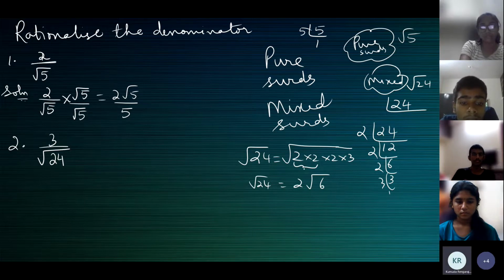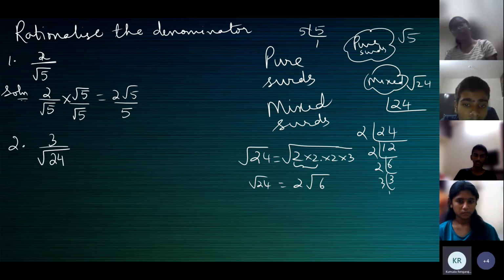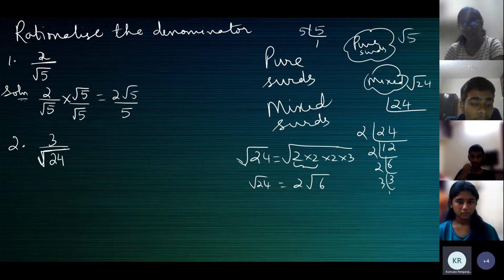So children, when you work out the prime factorization of 24, you get 2 into 2 into 2 into 3. See, it's square root of 24. It is not only 24, it's square root of 24. So square root of 24 is equal to square root of 2 into 2 into 2 into 3. Now from 2 2's, one 2 comes out. So now 2 threes are 6. So root 24 can be expressed as 2 root 6.